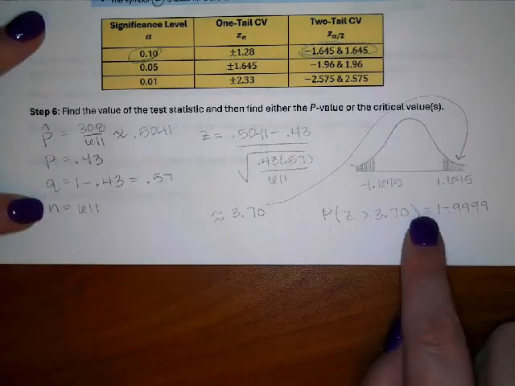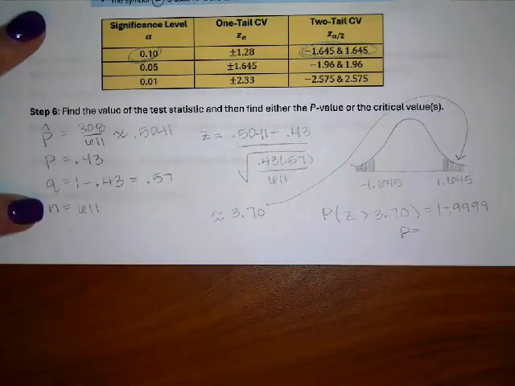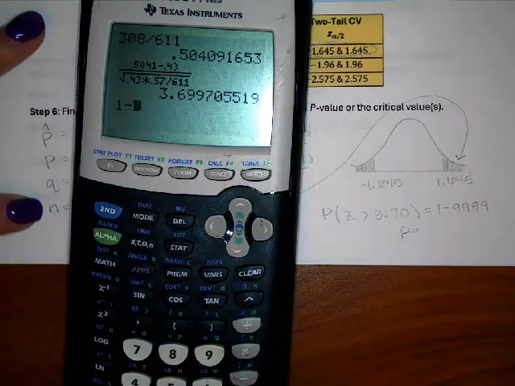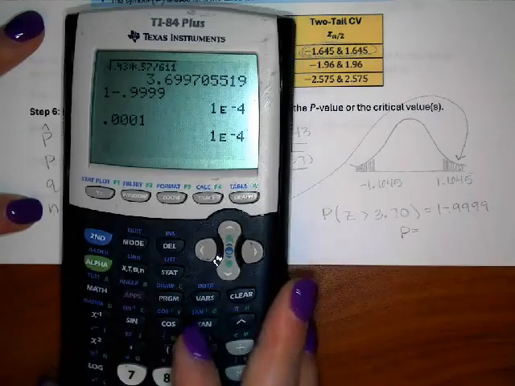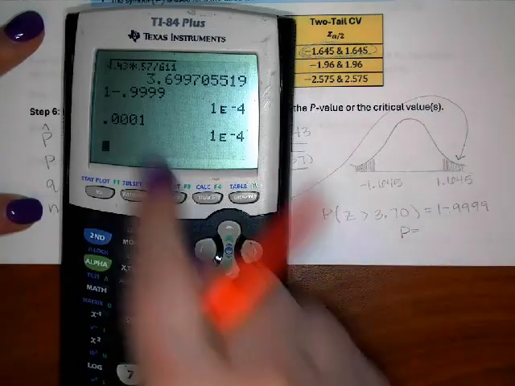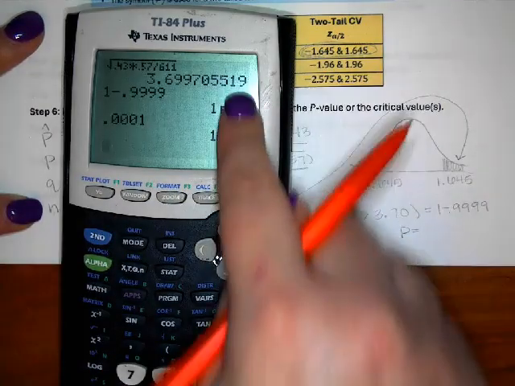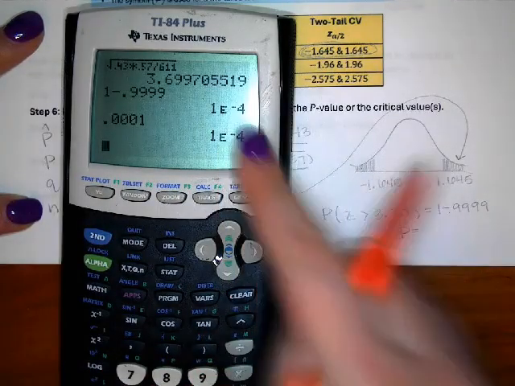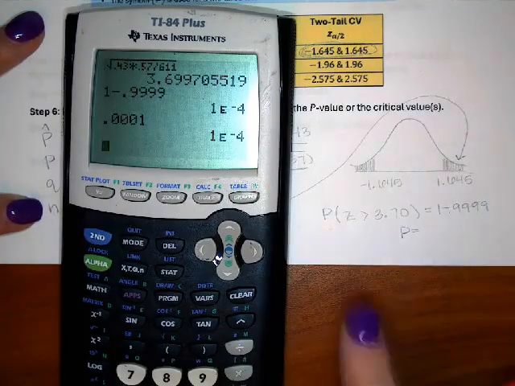All right, so the probability that this is going to happen, the p-value, is 1 minus 0.9999, which is, I'm going to show you, 0.0001. So 1 minus 0.9999 is 0.0001. Your calculator is a little bit uncomfortable with it. That's why it gave it to me in scientific notation. This is 1 times 10 to the negative 4th power. So this is almost my p-value.